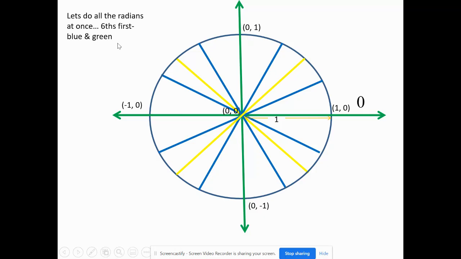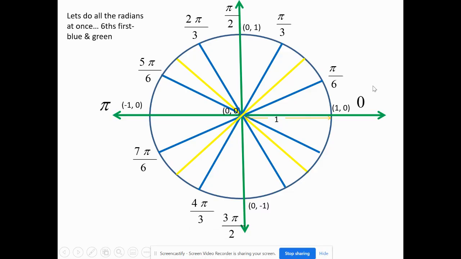Let's do the sixths first, so blues and greens. So we will jump right over the yellows, just counting by sixths. Reduce as you go. 1/6, 2/6, 3/6, 4/6, 5/6, 6/6, 7/6, 8/6, 9/6, 10/6, 11/6, and back to the beginning gives me 12/6 or 2 pi.